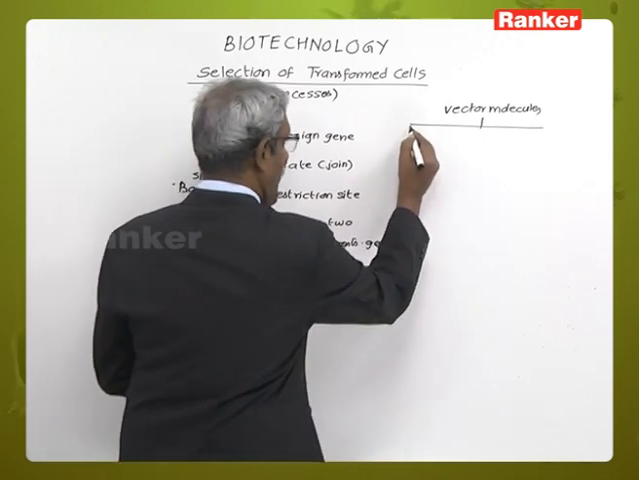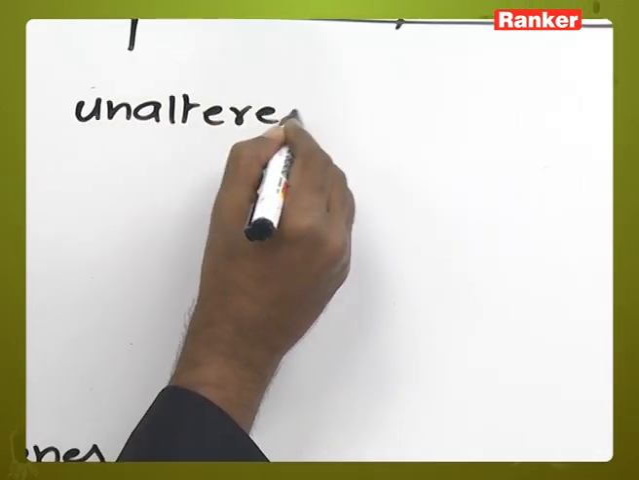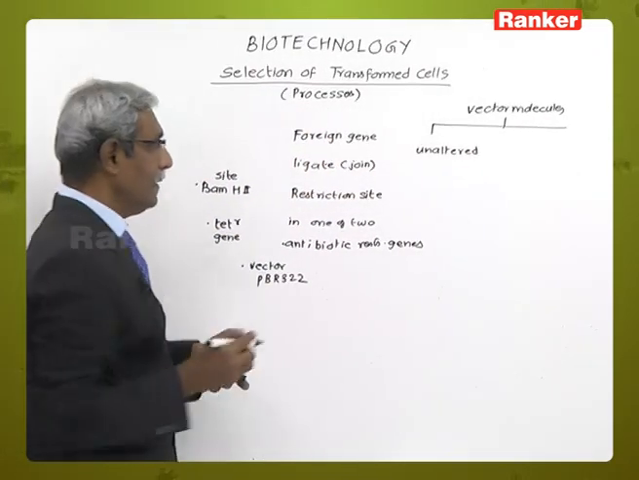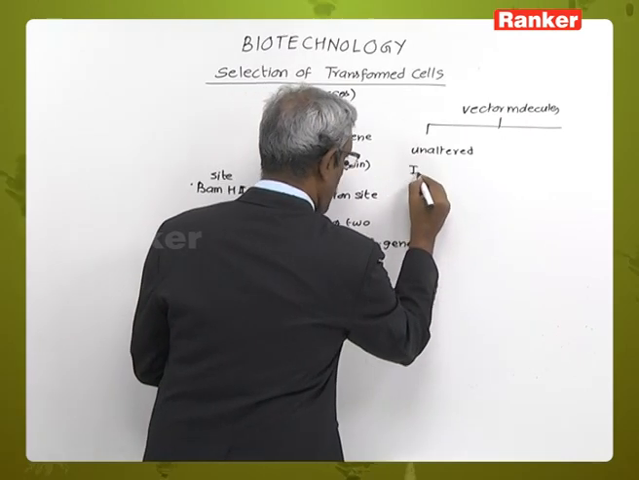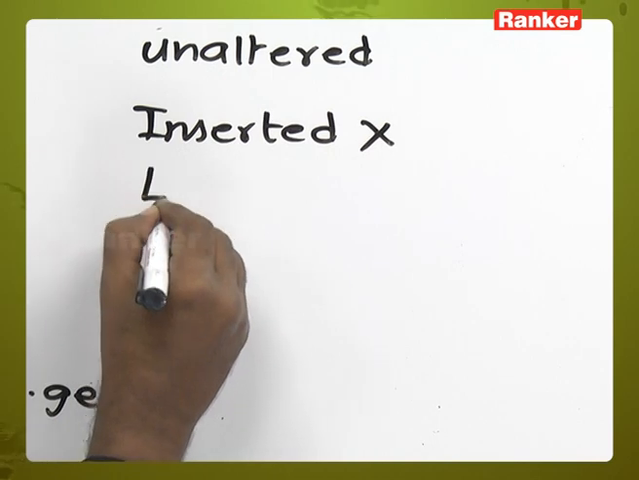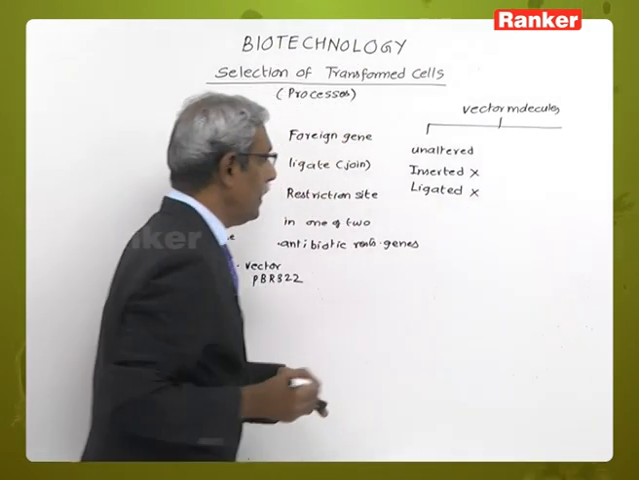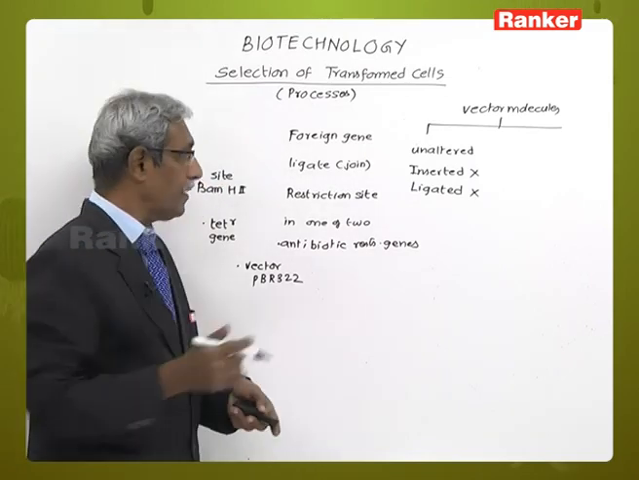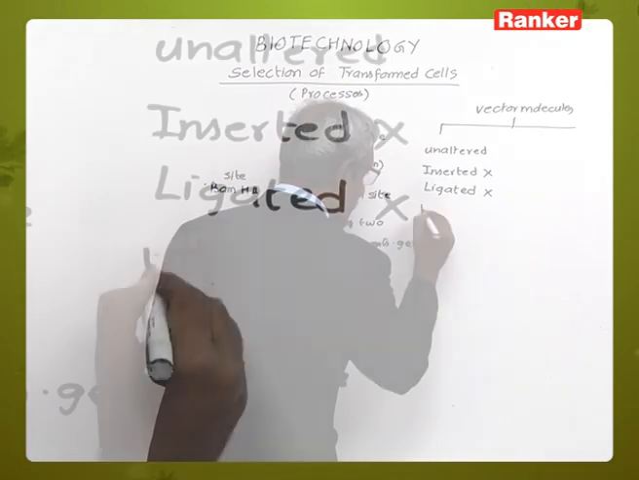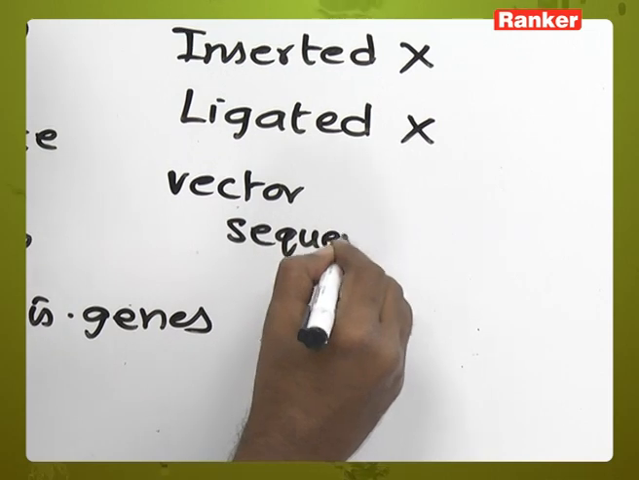One is sometimes the vector is unaltered. It is an unaltered vector. That means the foreign gene has not been inserted. It has not been ligated. The foreign gene does not enter into the vector, so it is not inserted and ligated. So, it has only the vector sequences. The vector DNA sequences are only present.